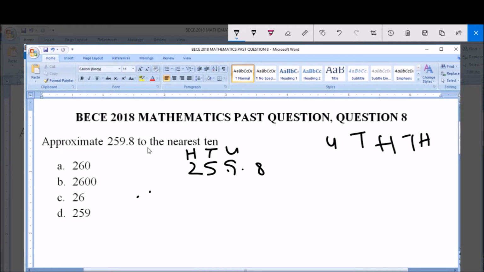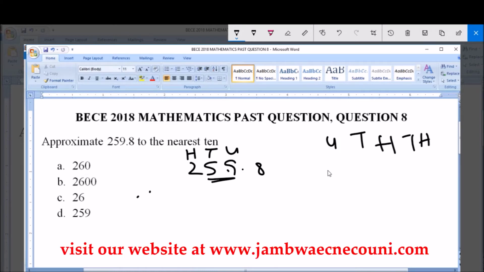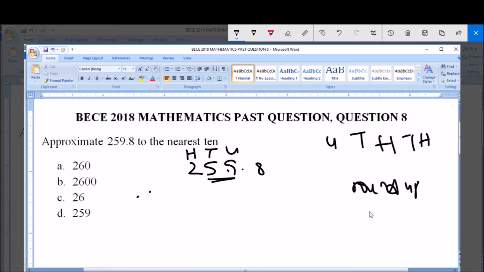Now we are asked to approximate this to the nearest 10. That is, we have to approximate to the nearest 10, so we are dealing with this 10 here. And we know that in approximation, we either round up or we round off. So it's either you round up or you round off.